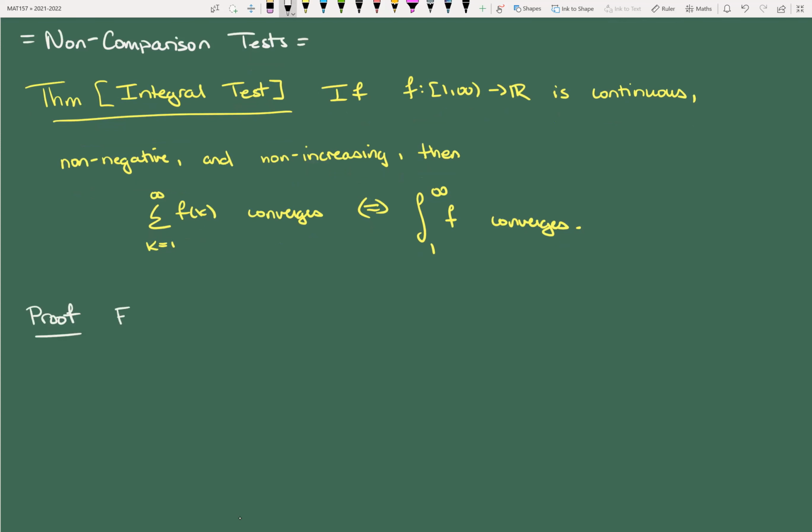I'm going to say let's fix some natural number n. Is that what I want to do? Let's say yes. So fix some n. The trick when we were doing those sorts of bounding arguments was to take the silly partition, the partition which is just 1, 2, 3, 4, 5, 6, dot, dot, dot, all the way through n. Don't look at any points in between. Just take the partition that always has unit length, always has length exactly equal to 1.